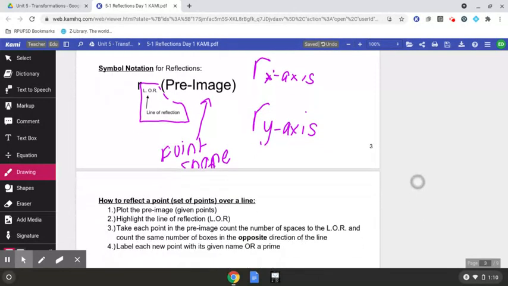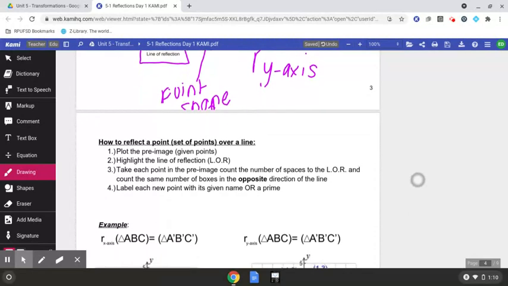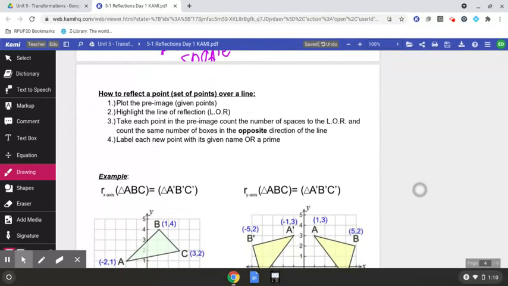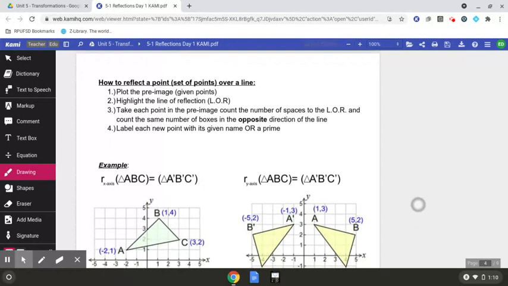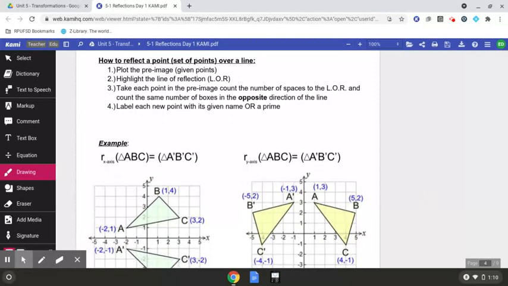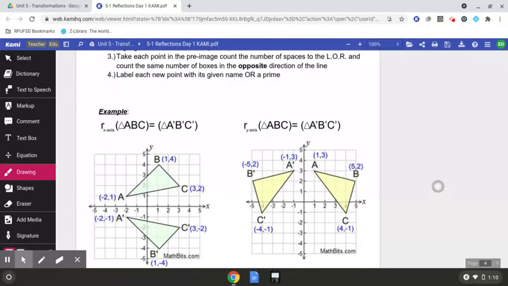Okay, so how to reflect a point or a set of given points over a line. You're going to plot your pre-image, which is that first shape. You're going to highlight or make in a different color your line of reflection, and then you're going to take each point in your pre-image and count the number of spaces over to your line of reflection and do the same thing on the opposite side. So for example here, if you look at point A, the top shape up here is my original image, right? And A was one space up.